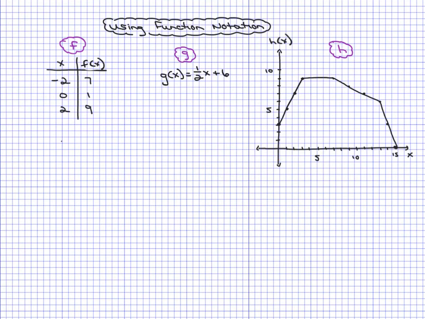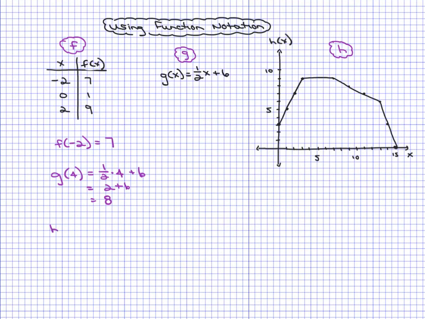Let's start off with figuring out what f of -2 is. Function f is defined using the table. When we input -2, we output 7. So it's there ready for us. So f of -2 is equal to 7. What about function g? What is g of 4? What happens when we input 4 into function g? Well, for function g, whatever comes in, we have to multiply it by 1/2 and then add 6. So that's going to be 2 plus 6, which is 8. So g of 4 is equal to 8.